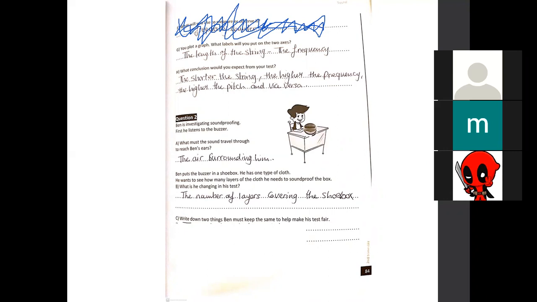Miss, can I write the size of the box? You can write the size of the box. Okay, so the material of the cloth. Can you wait a second because I disconnected and I just came back and I'm writing. It's fine. So he's going to keep the same the material of the cloth, the type of the buzzer, the type of the shoebox, the size of the shoebox, all of those are correct.